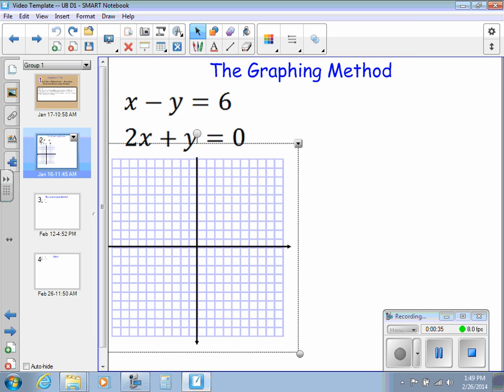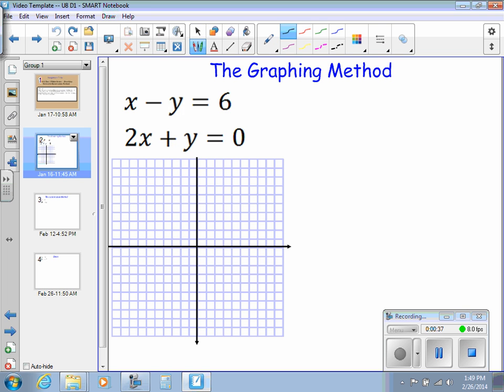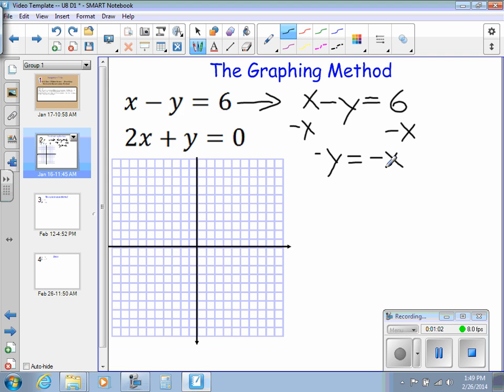So to start off with, let me go ahead and take this equation and put it into slope-intercept form. So first let me just rewrite it. x minus y equals 6. So I will subtract x from both sides, giving me negative y equals negative x plus 6.